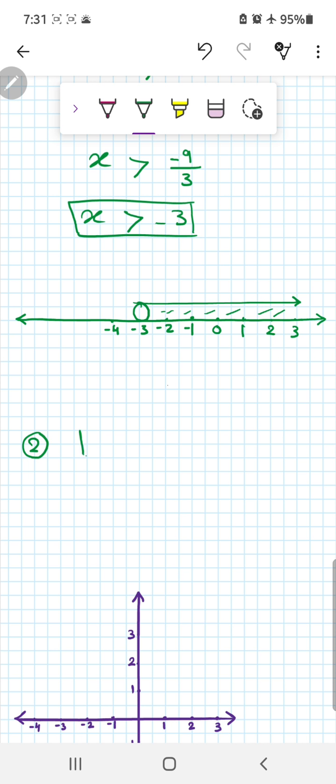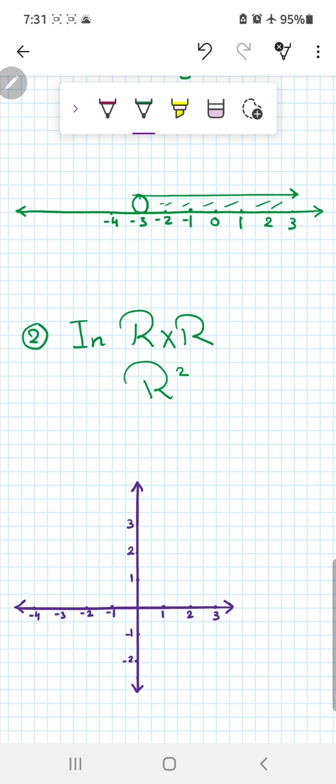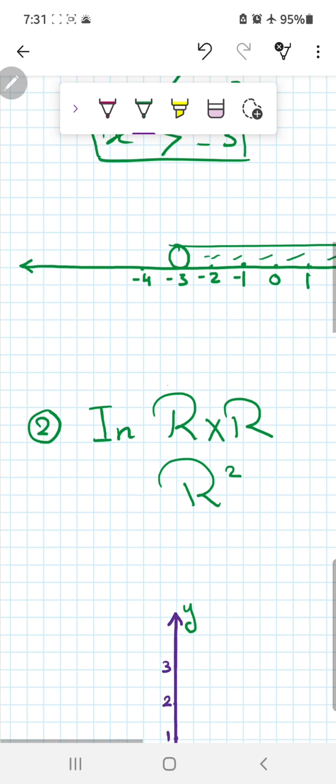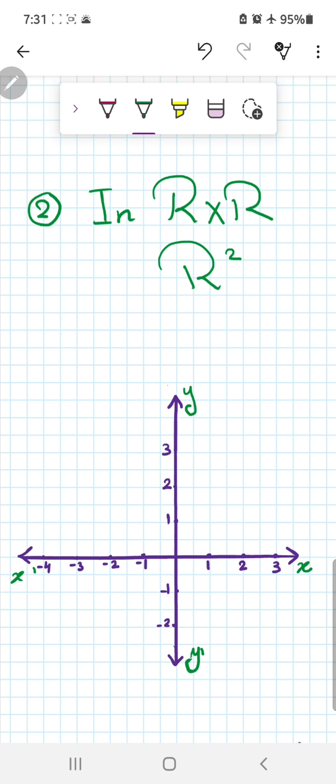Okay, number 2, in R times R, which is R squared. R squared here means we have the square lattice. Here we have x and x dash, and here we have y and y dash. Okay, as we said, x greater than negative 3, not equal. So we draw a dashed straight line at x equals negative 3.